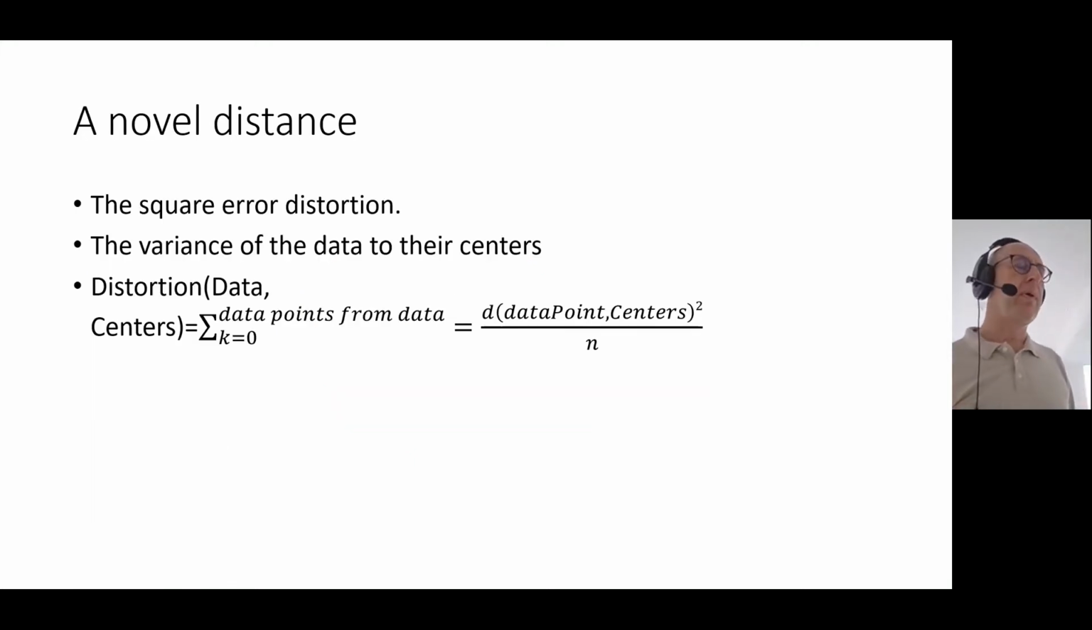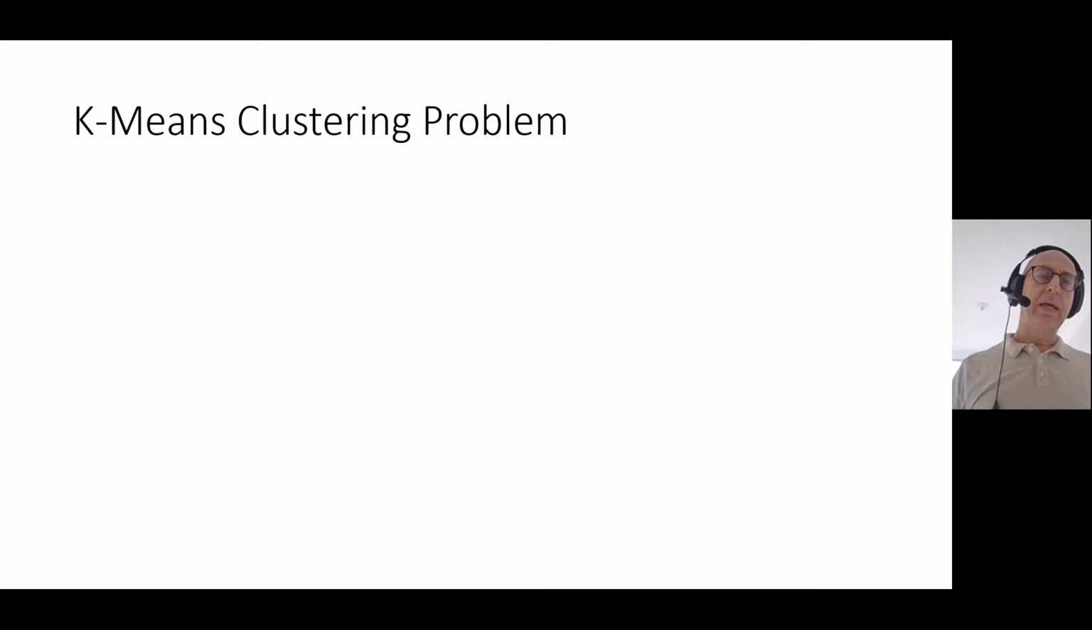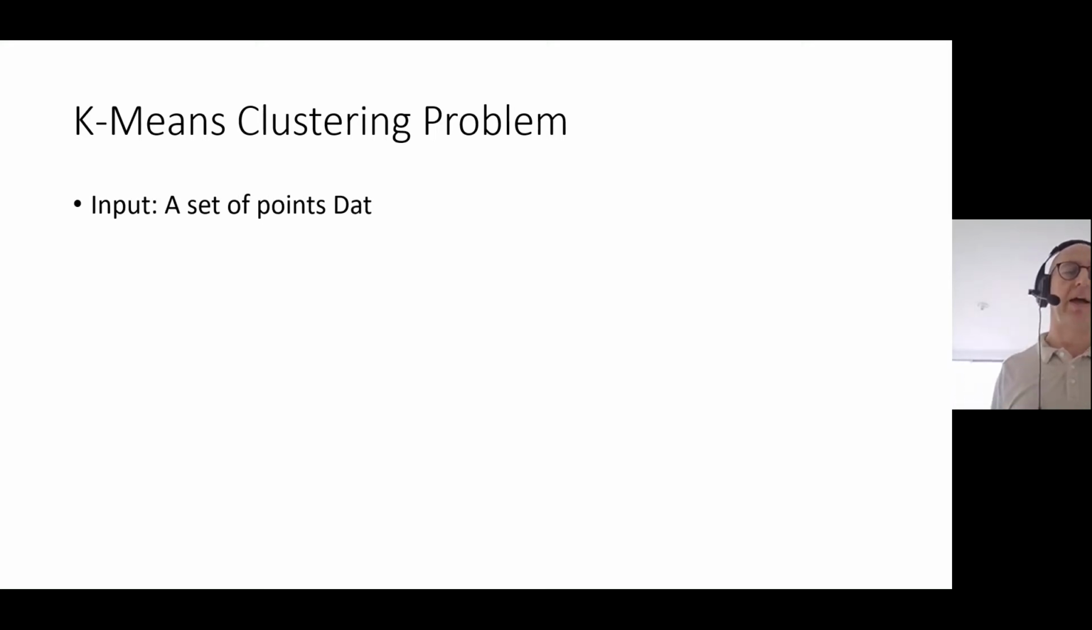So we are going to remember our understanding of statistics, the variance mainly, and what we wish to have is a distance, a distortion, that measures the sum of the variance from the data to their centroid or center. And this is the k-means clustering problem. It's very nice.